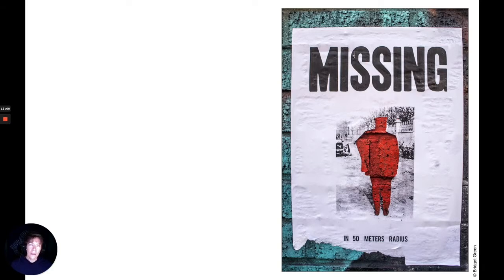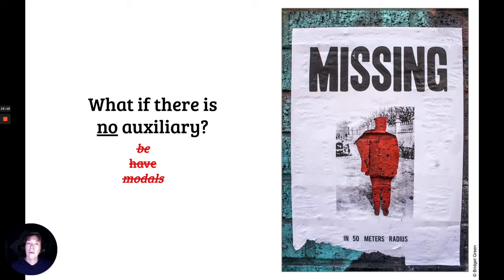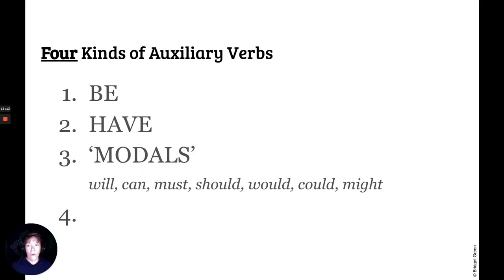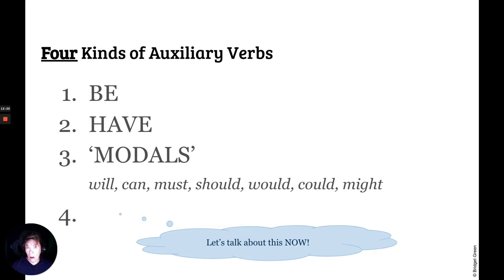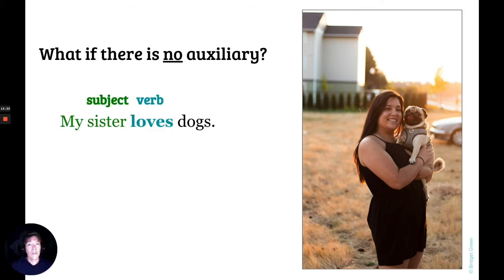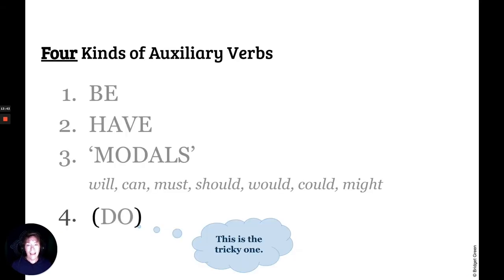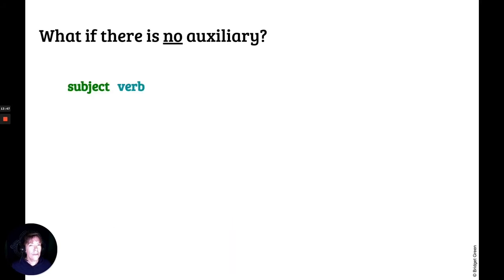Okay, now, what happens if there's no be, have, or modal? If the auxiliary is missing, what do you do? Well, that is for the fourth kind of auxiliary verb, and that is the one we're going to talk about now. If there's no auxiliary verb like this, my sister loves dogs, where is the auxiliary? First, what is the subject? What is the verb? You know this. Subject is my sister. The verb is loves. That's the main verb. What's the auxiliary? Well, it's do, and this is the tricky one. Do is the tricky one.